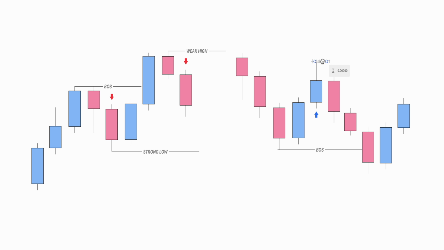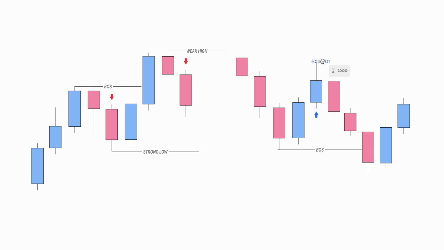Now, where before potentially you're looking at taking an entry on the break of this breaker structure to sell the market, that's where you're getting caught in that trap. Instead of this, you should be waiting for that pullback phase. And this is how the smart money structure is going to help you do this.